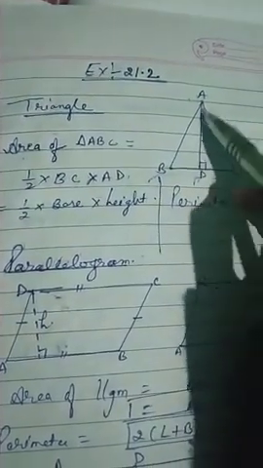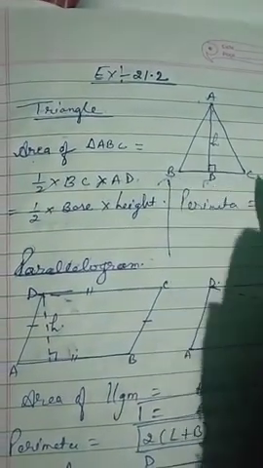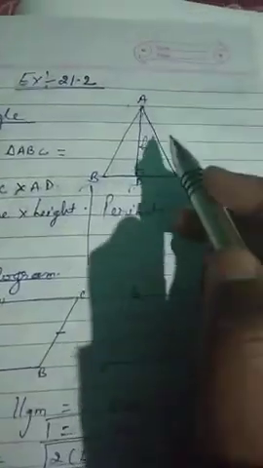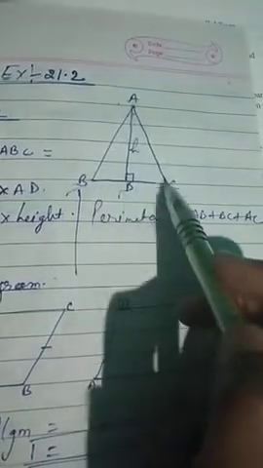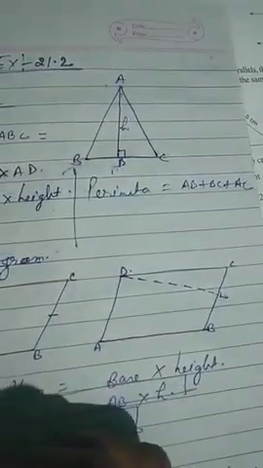This is height. Okay. If height is given and base is given, you can find out its area by using this formula. What will be the perimeter? So perimeter, you know, is the sum of all the boundaries of the figure. So AB plus BC plus AC is the perimeter, the sum of all the sides.